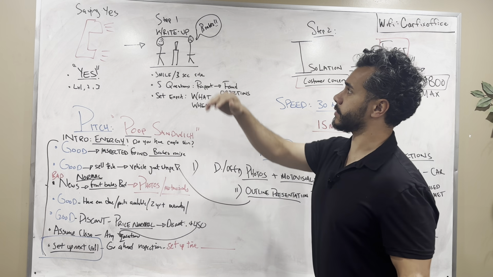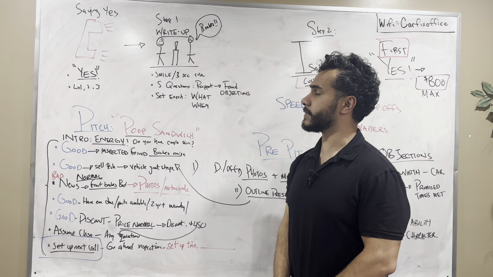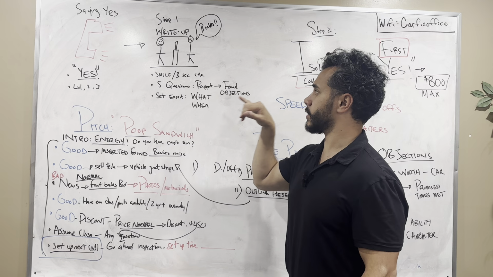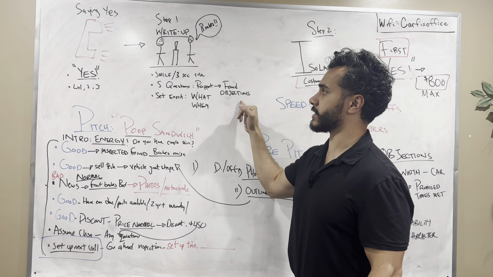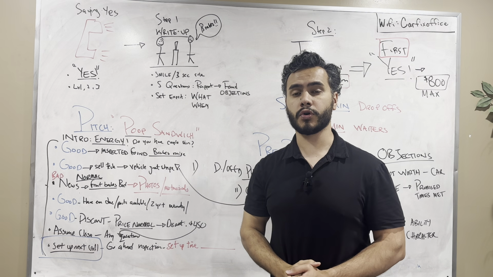And as we expected, they were upset, but you smiled. You used the 3-second rule as we did in the write-up video. If you haven't watched that, please watch that video. You asked 5 questions because you wanted to build rapport and you wanted to find the objections, because the definition of sales, as you remember from the write-up video, is to overcome objections.